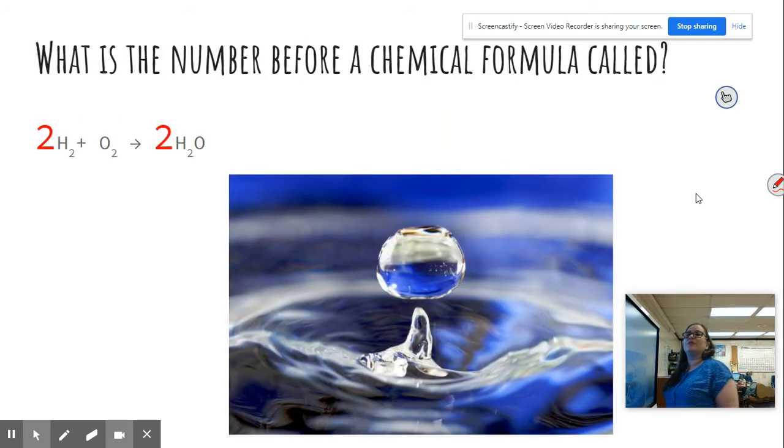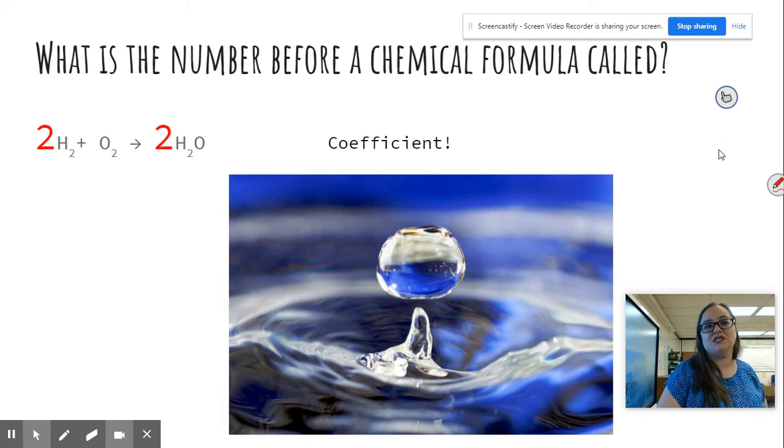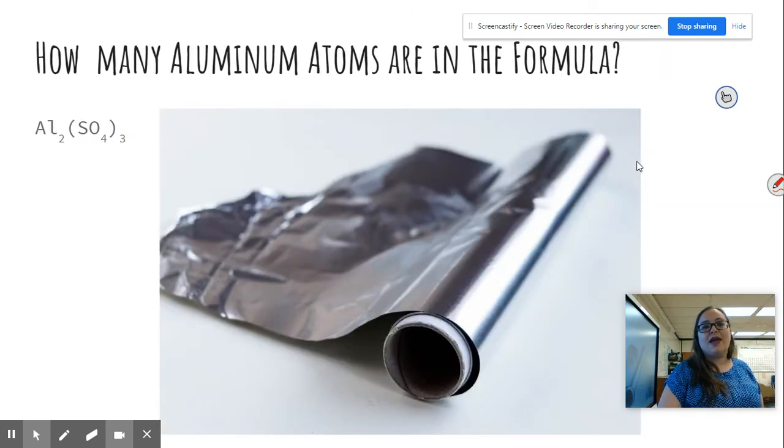All right, what's the number before a chemical formula called? So the two that are red here, the big number that's before the chemical formula. Same thing as when you have a 2 in front of like two variables in math. It's called the, good job, coefficient. It's the coefficient.